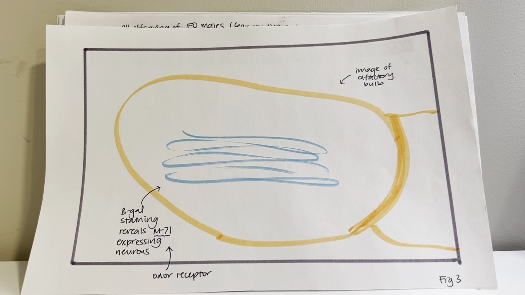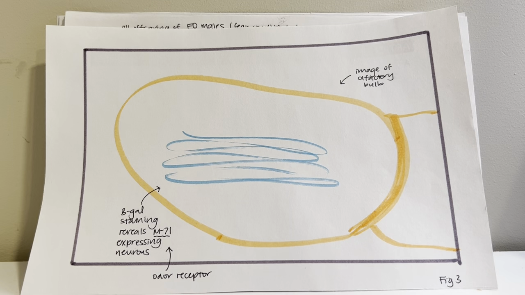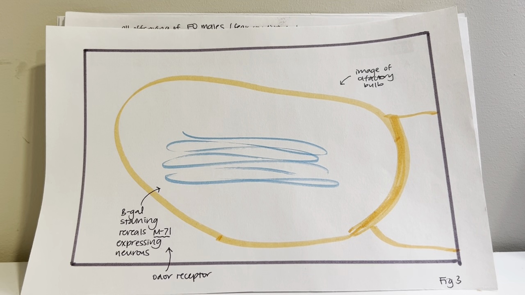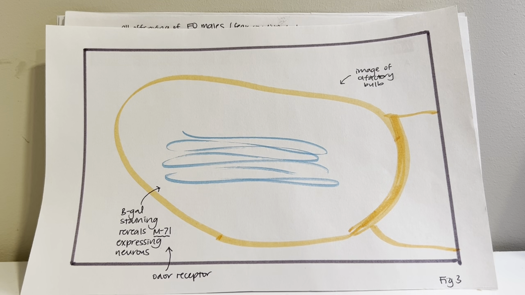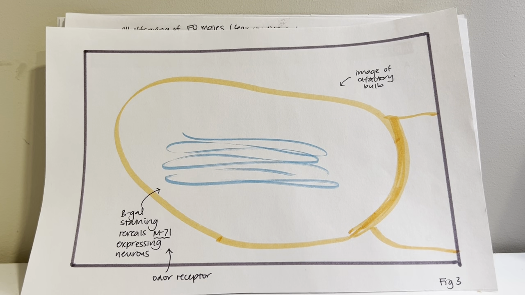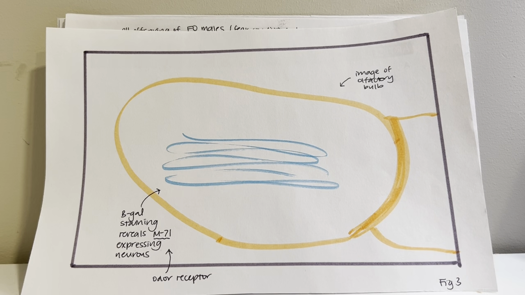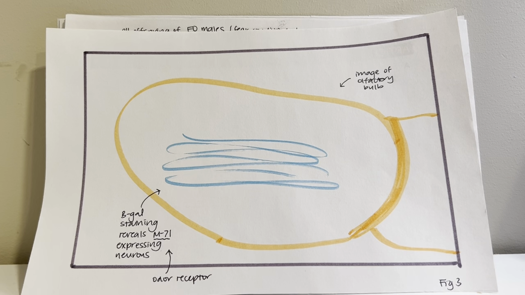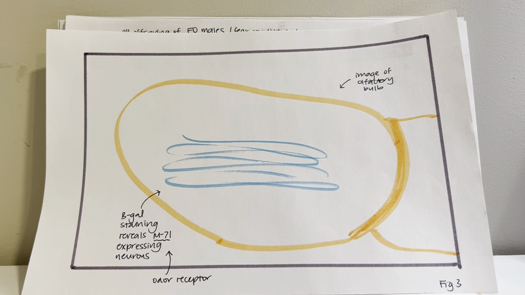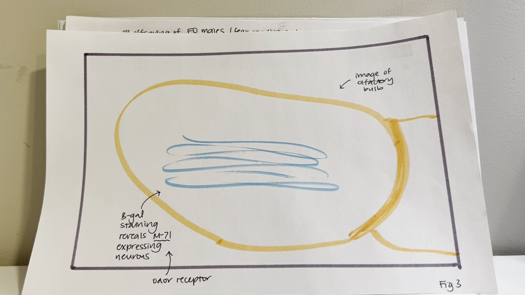This image is pulled from the Diaz and Ressler paper, and here we see the image of an olfactory bulb. And in this experiment, the researchers were trying to identify neurons that expressed the M71 odor receptor, which is coded by the gene M71. And through the beta-galactosidase staining technique, we can see that wherever we see blue in this image of the olfactory bulb, that is where neurons that express the M71 receptor are located.